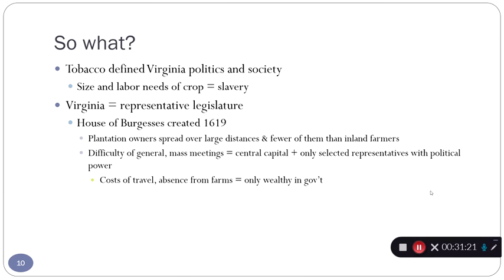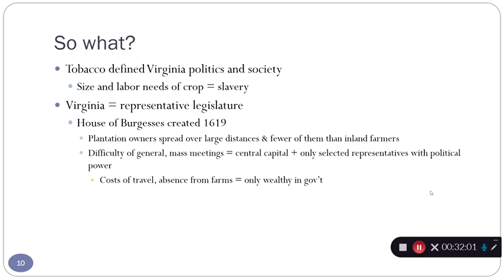So what's the ultimate payoff here? Well, tobacco, because of the size of the land under cultivation, because of the labor demands that land requires, makes slavery really the almost inevitable solution here. But it also plays a role in politics, and the reason is you have lots of large plantations, hundreds or thousands of acres, spread out over very large distances.